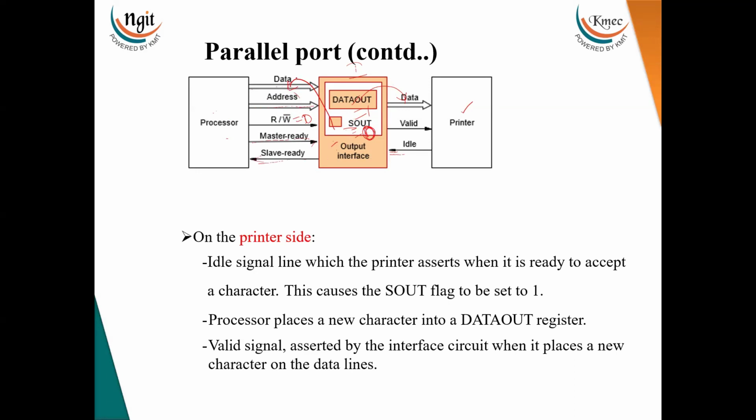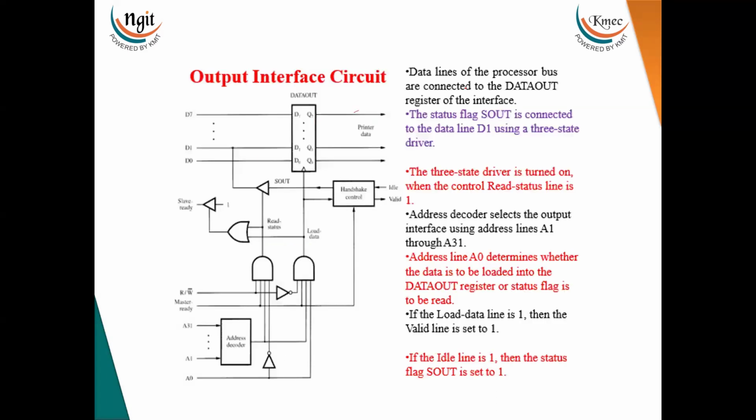At the same time, whatever data is available in the data bus will be loaded onto the data out register. Once the data is loaded, S out becomes 1. Then the data out will be placed onto the data bus. Then the printer will print the next character. Now we will try to analyze this with the circuit diagram.